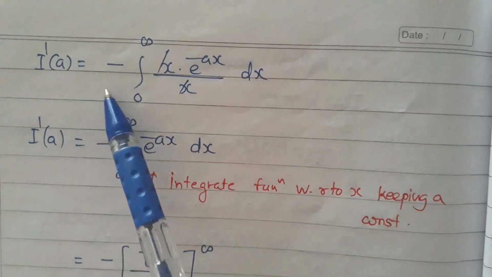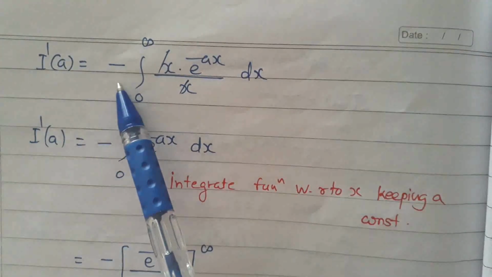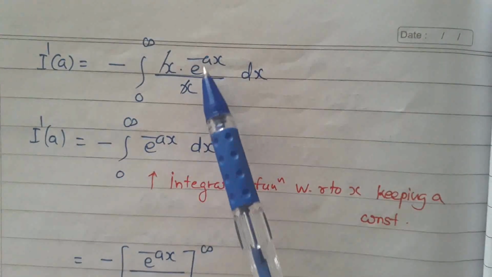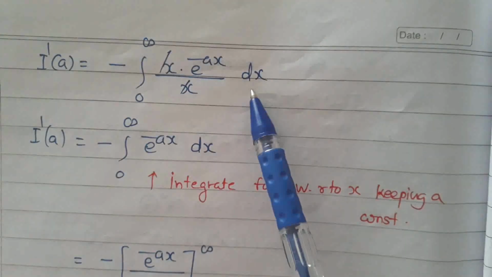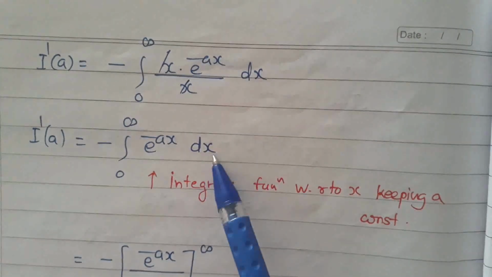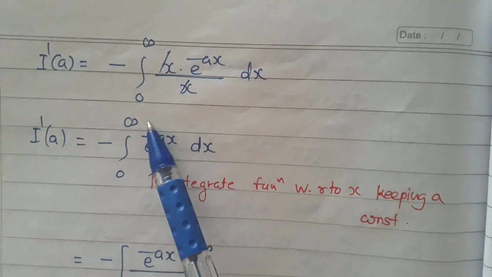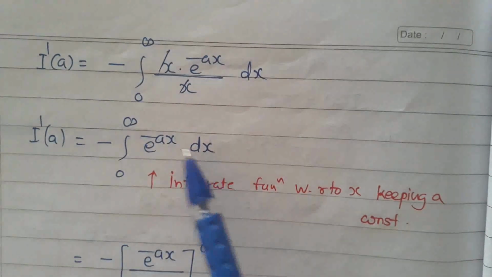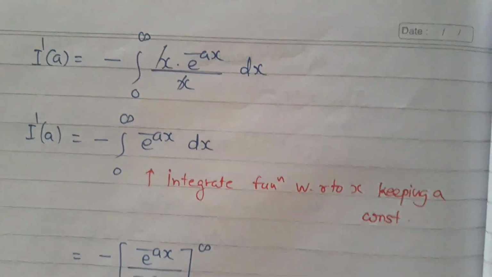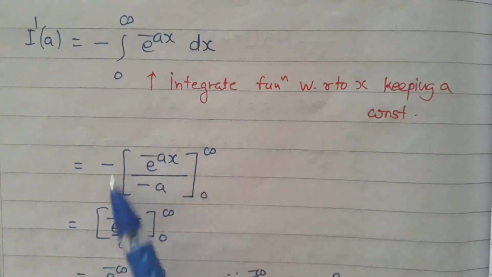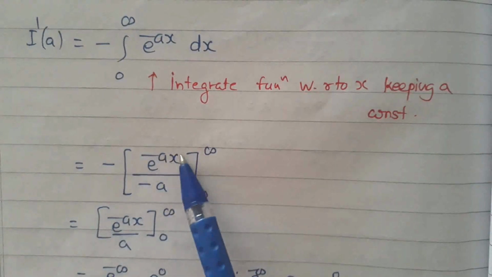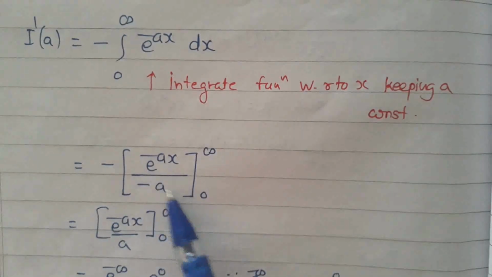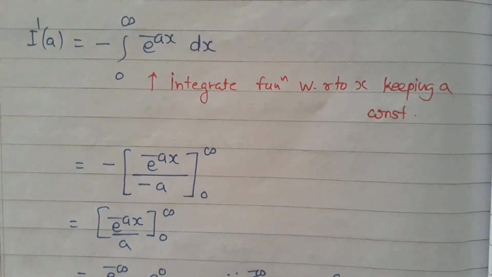Therefore I dash of a is equal to, taking the negative sign outside, minus the integral from 0 to infinity of x, the x cancels, e raised to minus ax dx. Here integrate this function with respect to x within the limits 0 to infinity. While integrating this function with respect to x, keep a totally as a constant. So the integration of e raised to minus ax is e raised to minus ax divided by minus a. Apply the limit 0 to infinity.